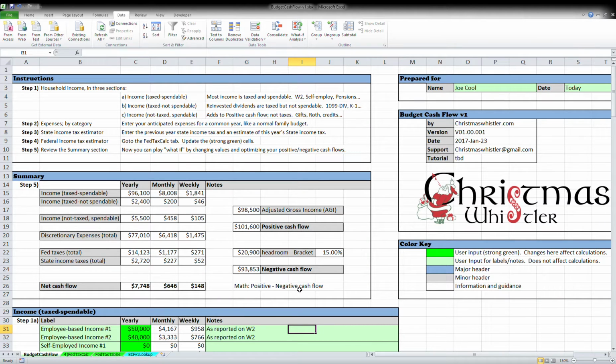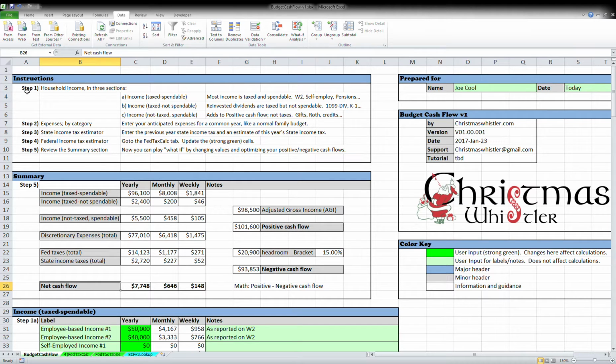Back to the main page, this budget cash flow tab. To run through this, it really is a series of 5 steps. Jumping ahead to the fifth step, it is the summary. This gives us a summary of all the big pieces that are going on in your positive and negative cash flow, and of course the difference between them, which is your net cash flow. We'll get to that last, in step number 5.